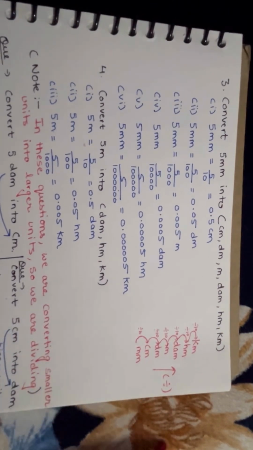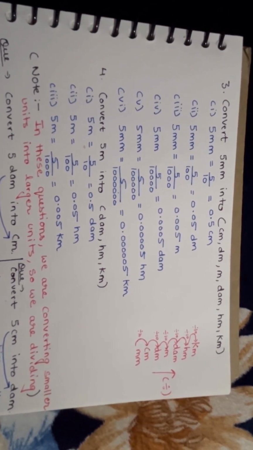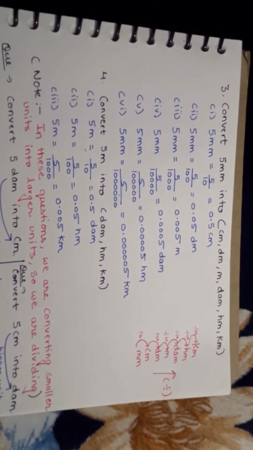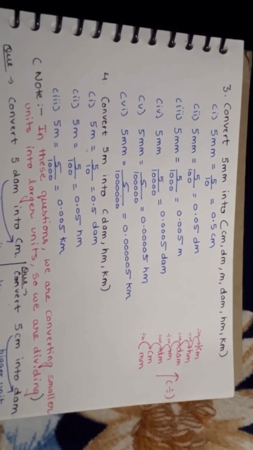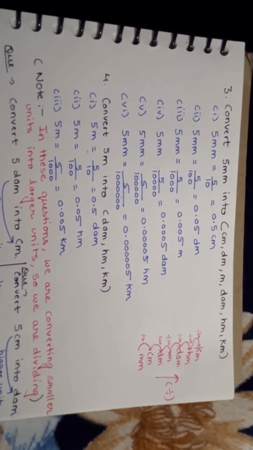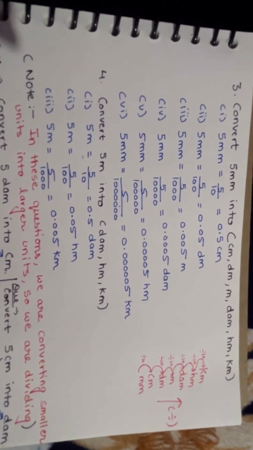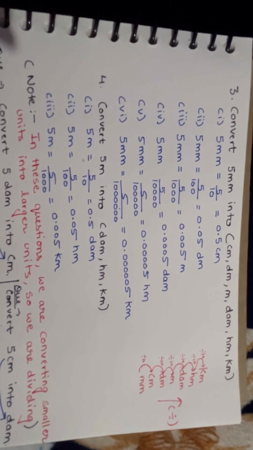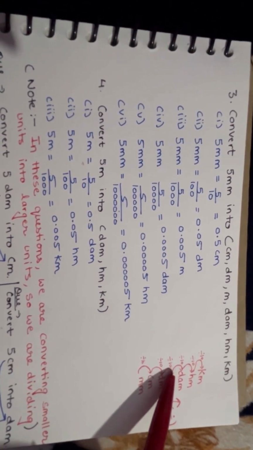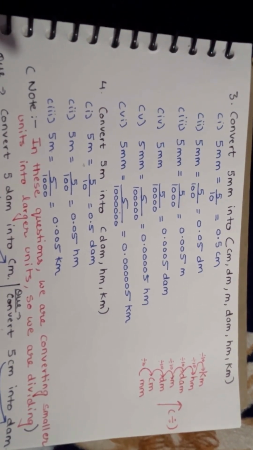Now in second part you will convert millimeter into decimeter, and decimeter is 2 steps above than millimeter, so we will divide by 100. Now in third part you can see meter is 3 steps above than millimeter, so we will divide by 1000. In fourth part, we are converting millimeter into decameter. So you can see it is 1, 2, 3, 4 steps above than millimeter. So we will divide by 10,000.